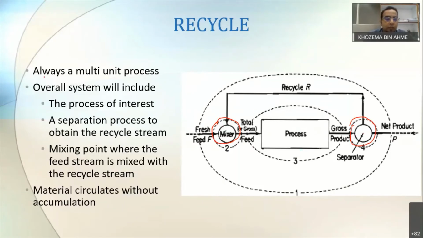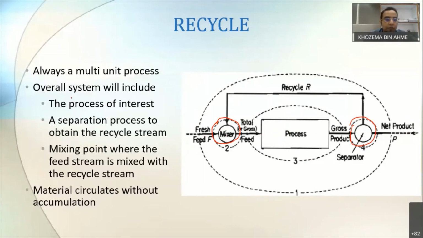So that is why for a recycle stream, we always say that it is a multi-unit process. Now this process here can be a dryer, a mixer again, a reactor, whatever it is. But when you want to do a recycle, you will always have an additional separator and an additional mixer. So for a recycle, I will definitely have at least three unit operations: one for the mixer, one for the process, and one for the separator. Now in between here, I can have more than one, so that depends on your process.